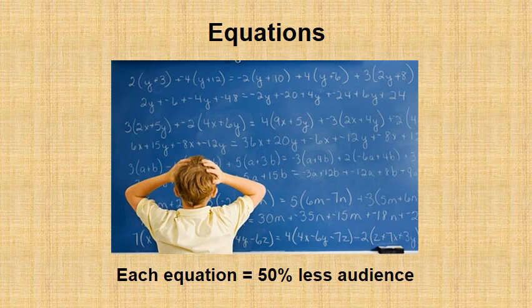Equations are another potent killer of your audience. There is a simple rule, even applied in mathematics and statistics, that each equation presented in a scientific talk will lead to 50% less audience listening. So if you want to present equations in your talk, you should think twice about that.